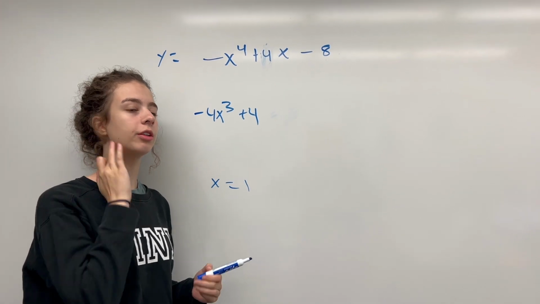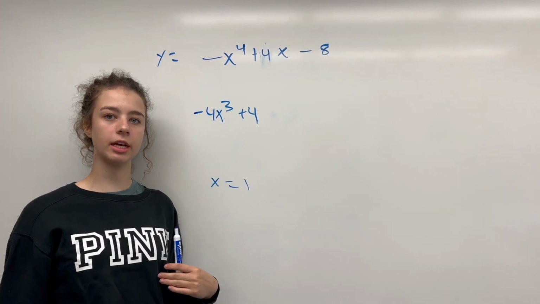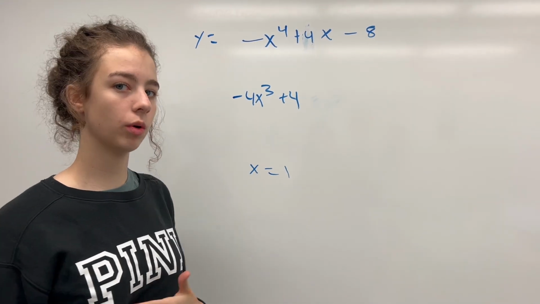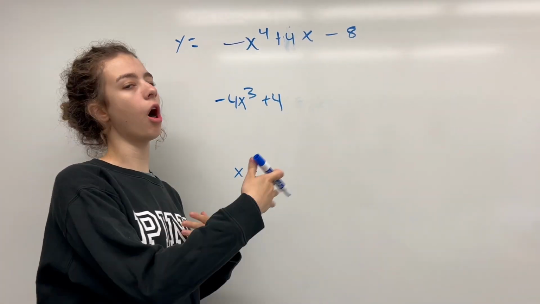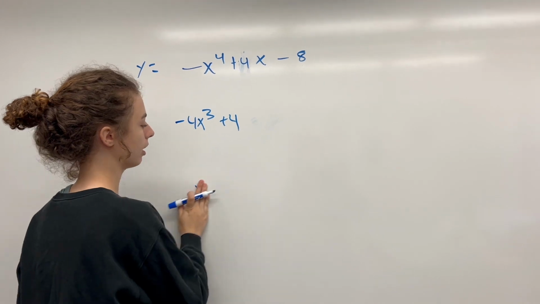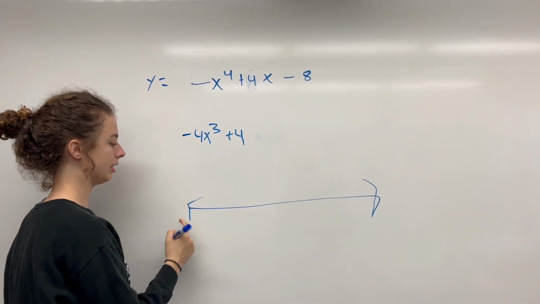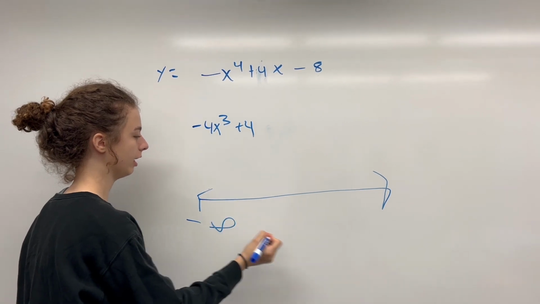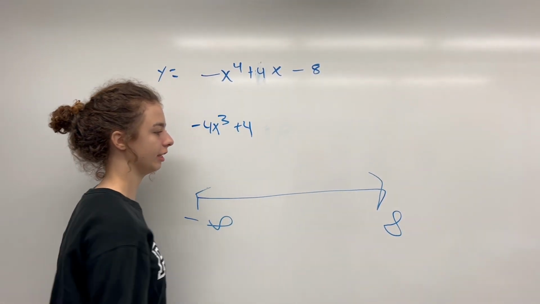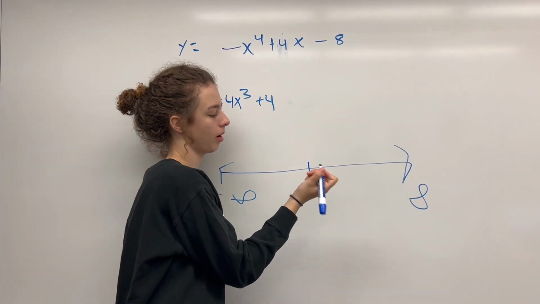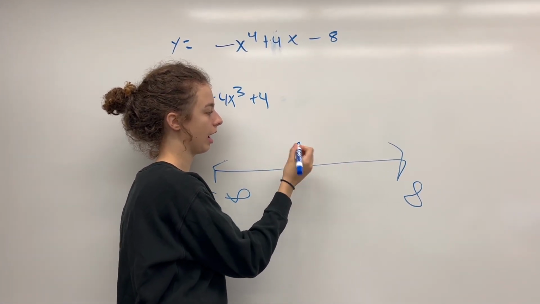And to find whether the function is increasing or decreasing during certain intervals, I'm going to put my critical point, or if you have two critical points or three, on a graph, just so you can see. And this number line is decreasing to negative infinity and increasing to infinity. Sorry, my infinity sounds so bad. But I'm going to put my critical point on the graph, and it was x equals 1.